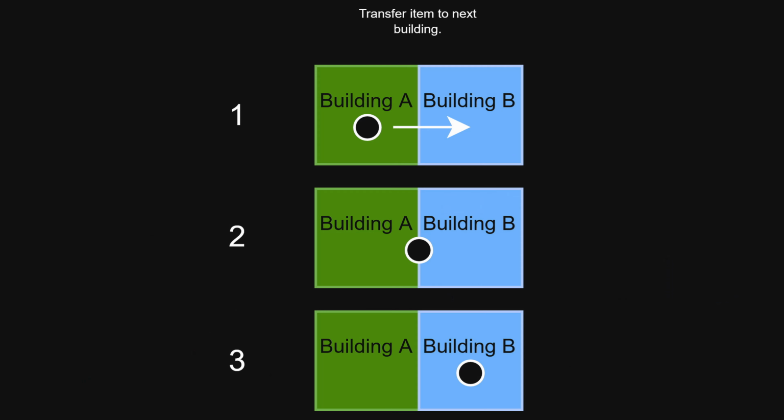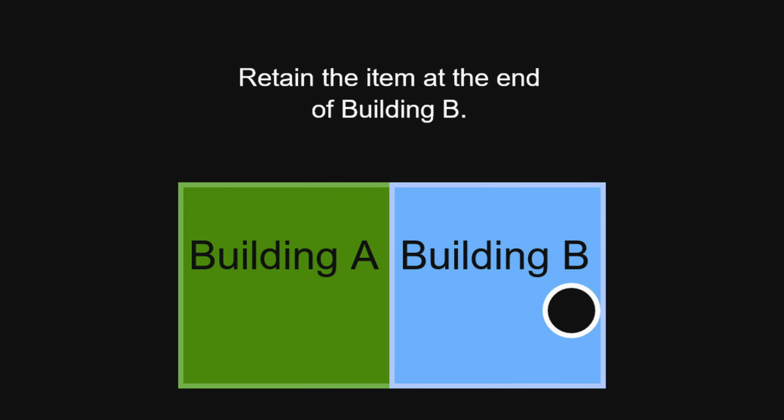The second problem to solve was how to transfer an item from one building spline to another. When an item has reached the end of the current spline, I need to check if there is another building to hand over the item to. If the next building exists, I swap out the current spline for the next one and switch over the ownership of the item. If the next building doesn't exist, I keep the item at the end of the current spline.